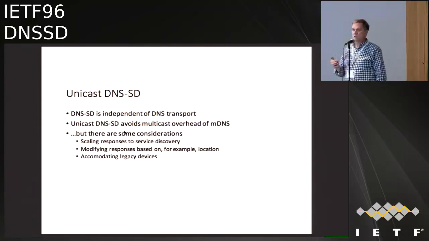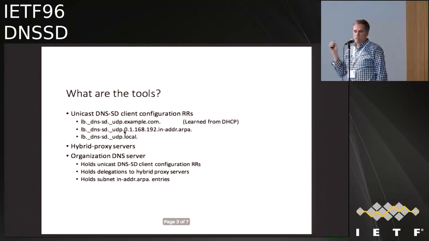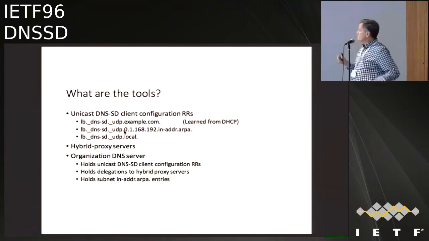Excuse me. So what are the tools involved here? What are the building blocks that we can put together to get a merged unicast DNSSD, multicast DNSSD? Well, first of all, there are these DNSSD client configuration resource records. There are actually several of them. I've just put one up here as an example. So these configuration RRs come from a couple of different places. The idea here is the client device gets its domain name from DHCP, for example example.com. It prepends lb._dnssd._udp, sends that out as a unicast DNS query.